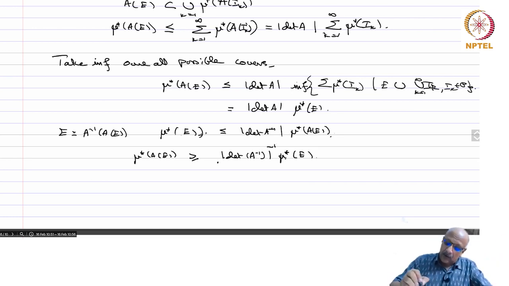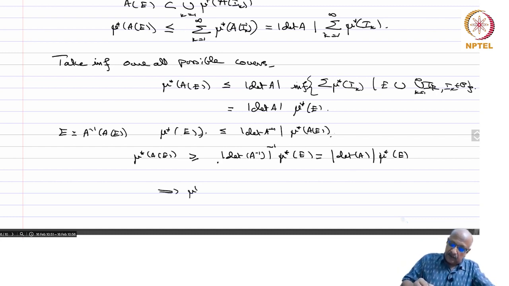Okay, so now we have mod determinant of A inverse to the power minus 1, which is equal to mod determinant of A. I bring this to this side, so I now have both inequalities, less than or equal to and greater or equal to, and therefore this implies that mu star of AE equals mod determinant of A mu star of E.